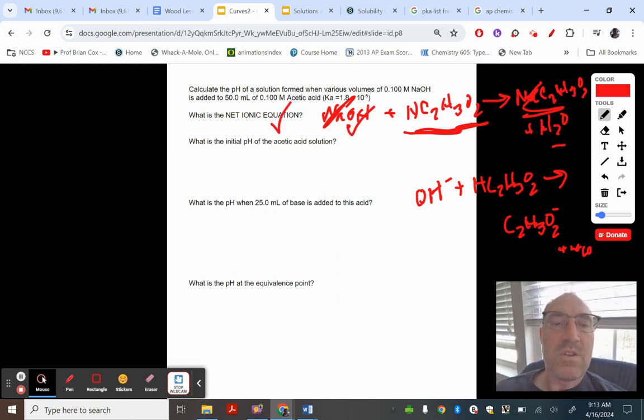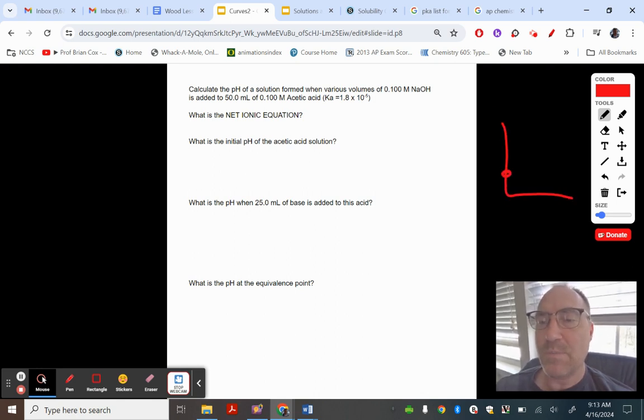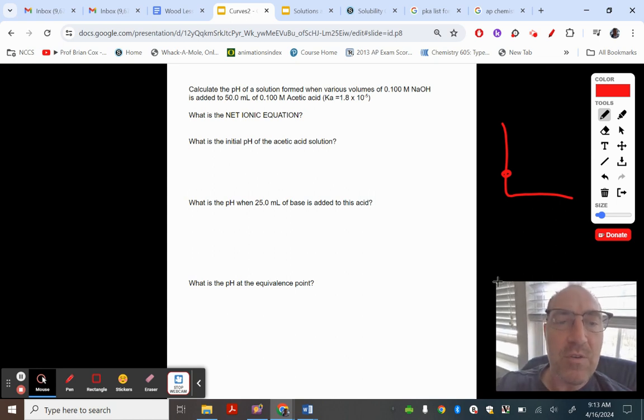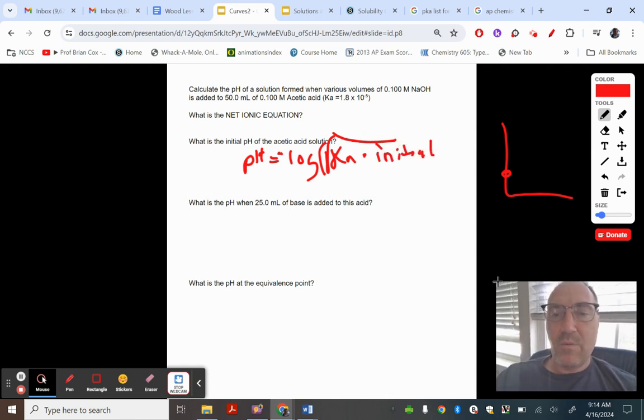Okay, so then my initial pH of my solution before a drop is added. So where we are on our graph, we're down here. What's the pH before you add a drop of base? So what you have to do is, I'm going to give you guys a shortcut. The pH is equal to the negative log of the square root of the Ka times the initial concentration. So this is the way you would solve it.